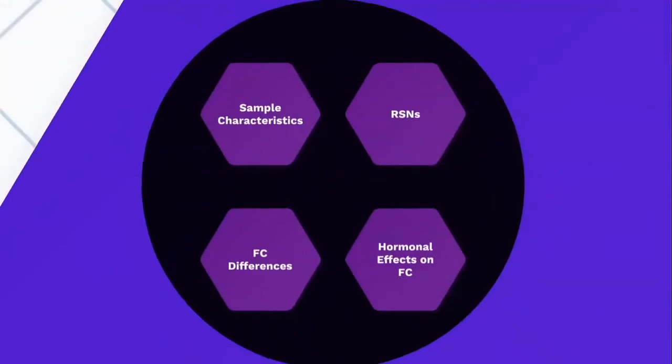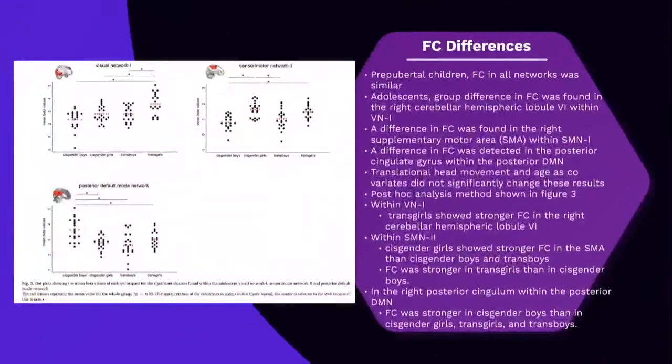Going back into FC differences. Among the prepubertal children, FC in all networks was similar across groups. Among the adolescents, 2 group differences in FC were found. Adding RMS of translational head movement and age as covariates did not significantly change these results. Post hoc analysis method is shown in Figure 3.